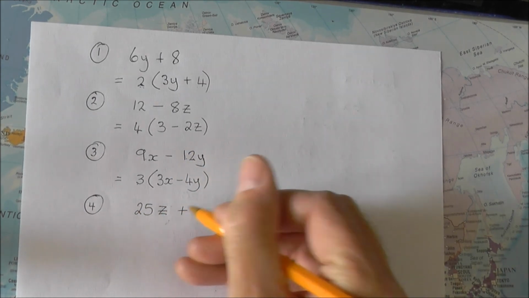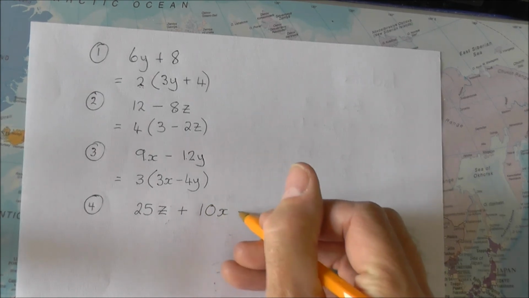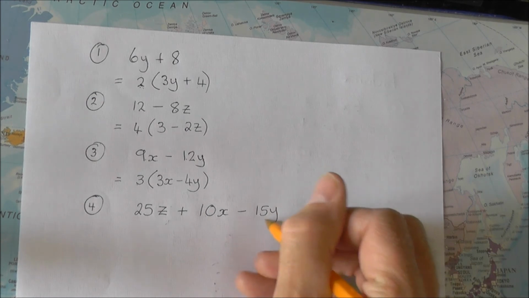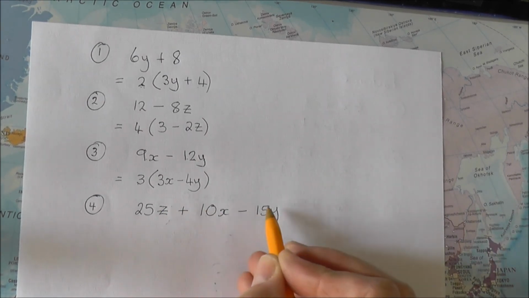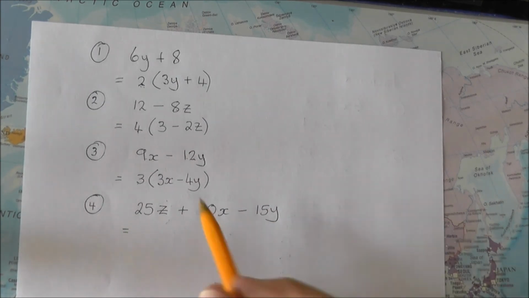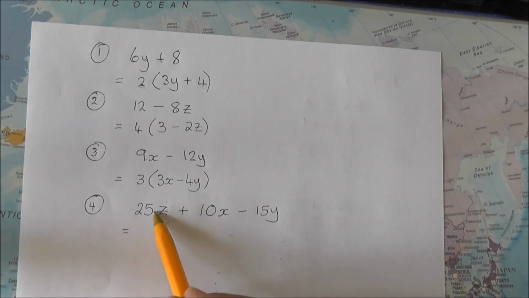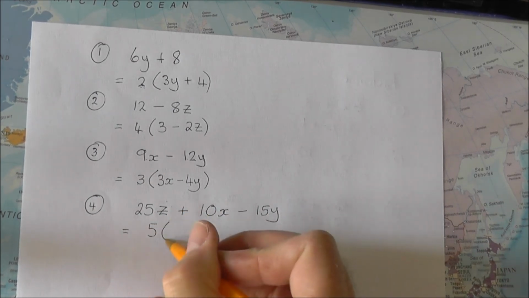25z plus, let's say, 10x minus 15y. And you've got to factorise that. In this case, you've got 1, 2, 3 terms, and they've all got letters in. Don't let that put you off. What's the biggest number you can think of that goes into 25, 10 and 15? Well, that number is the number 5.